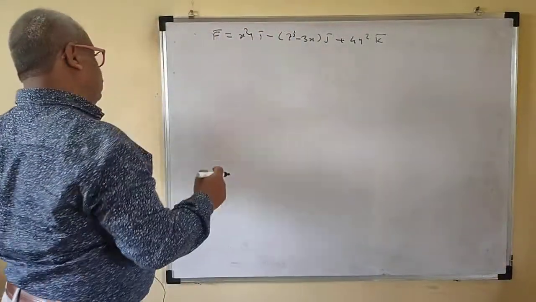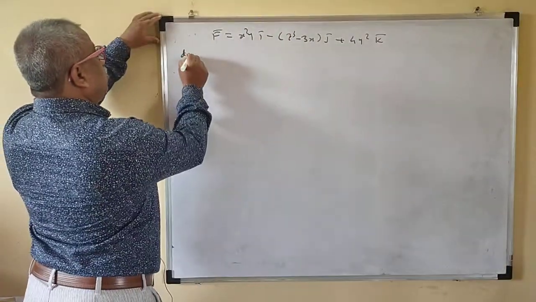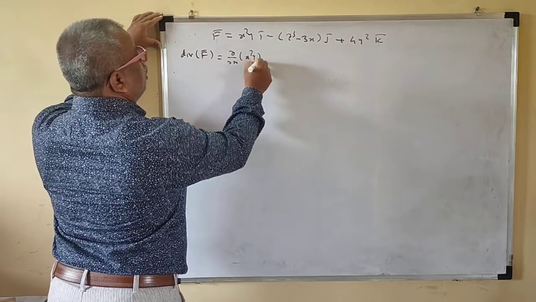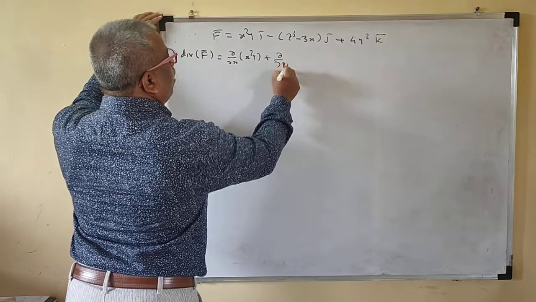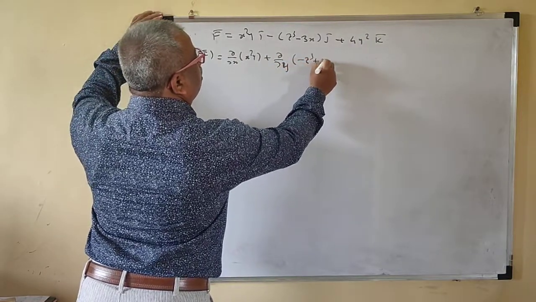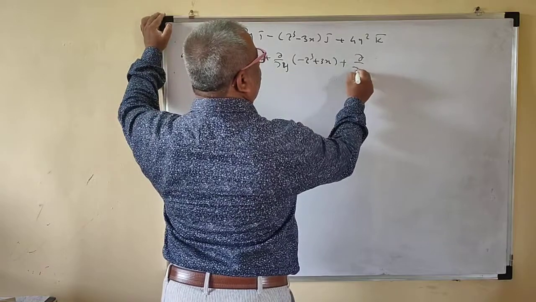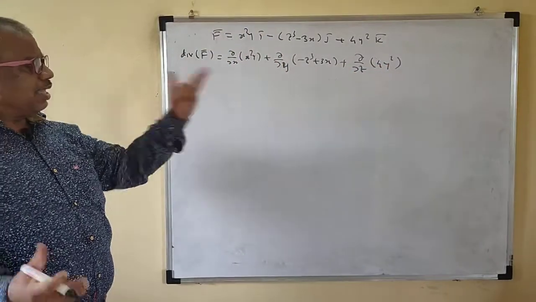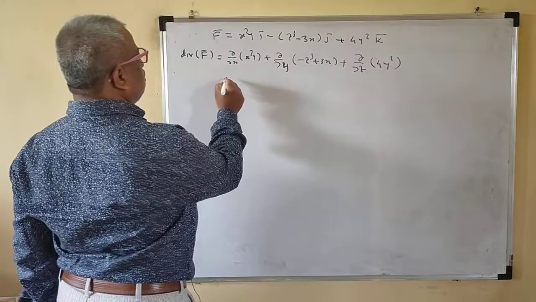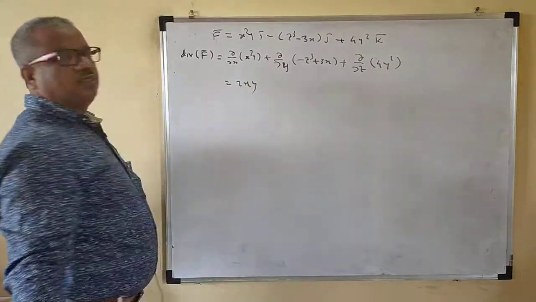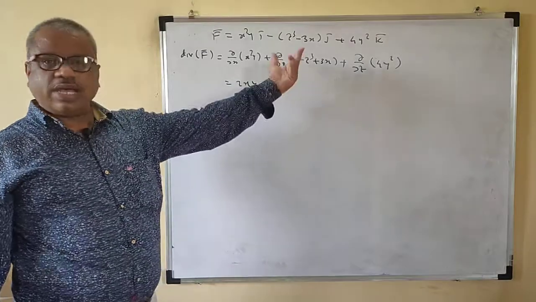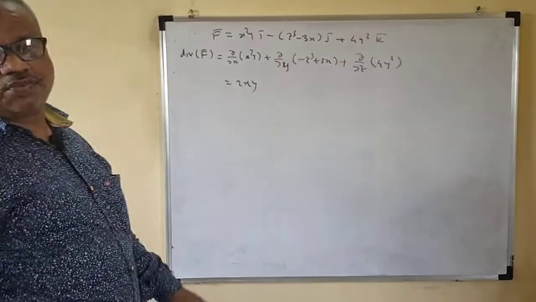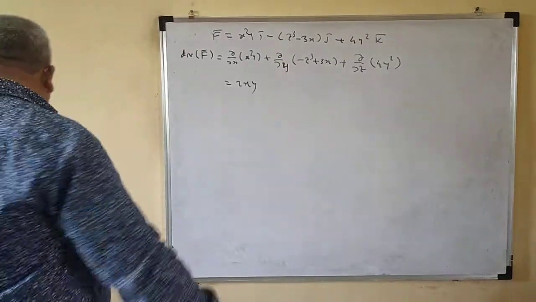Okay, so divergence of f bar is equal to ∂/∂x of the first component plus ∂/∂y of the second component plus ∂/∂z of the third component. This is the formula. Just write the formula and now differentiate this. ∂/∂x, this is what? Twice xy. This is ∂/∂y, so this is 0. This is ∂/∂z, this is 0. So simply twice xy is your divergence.